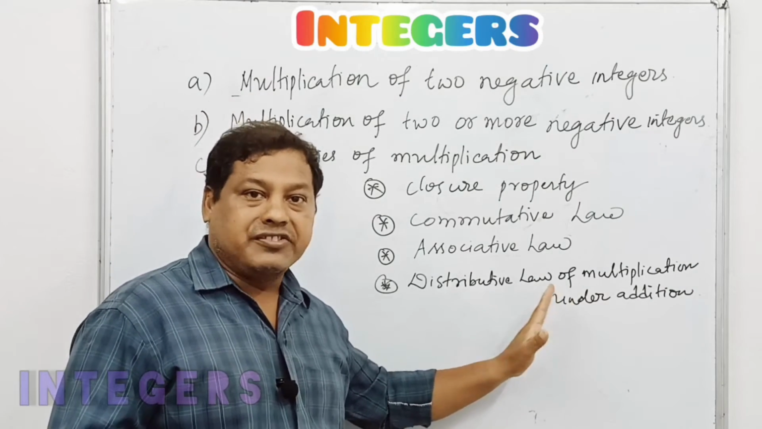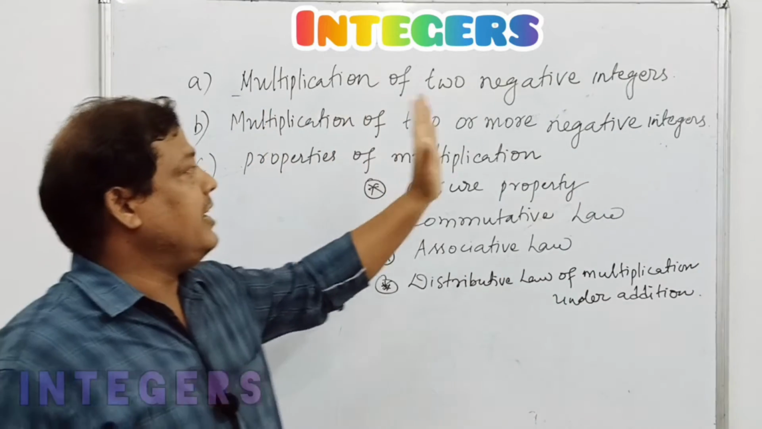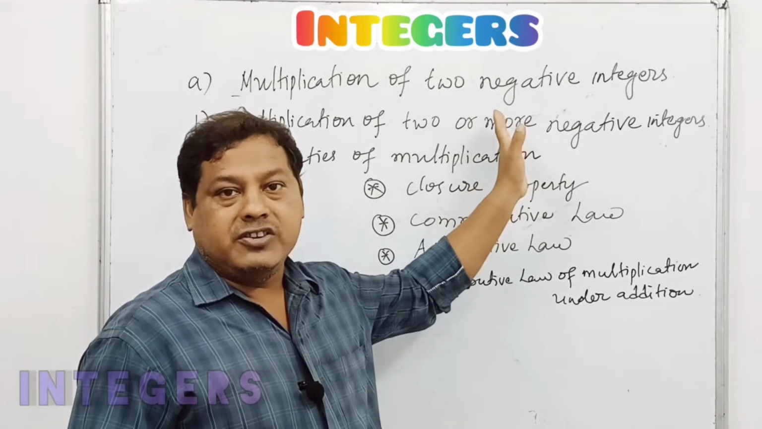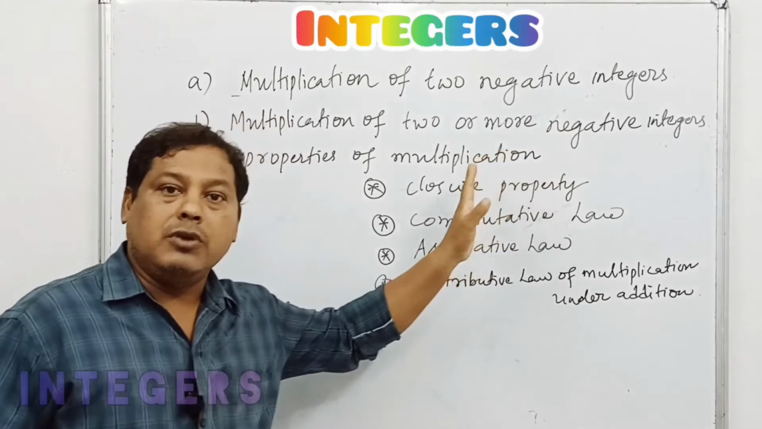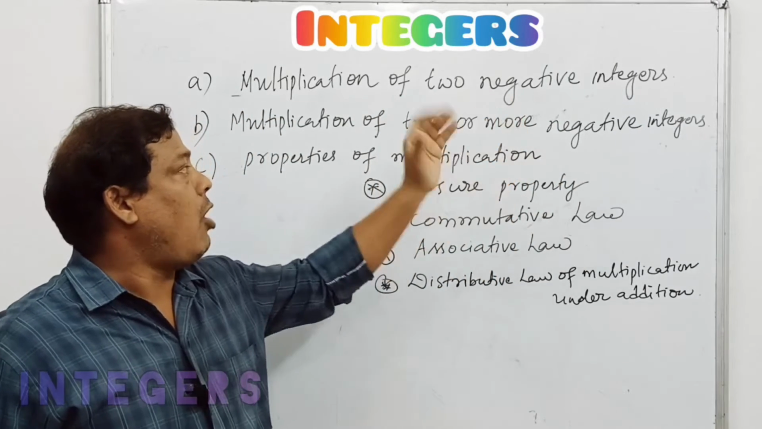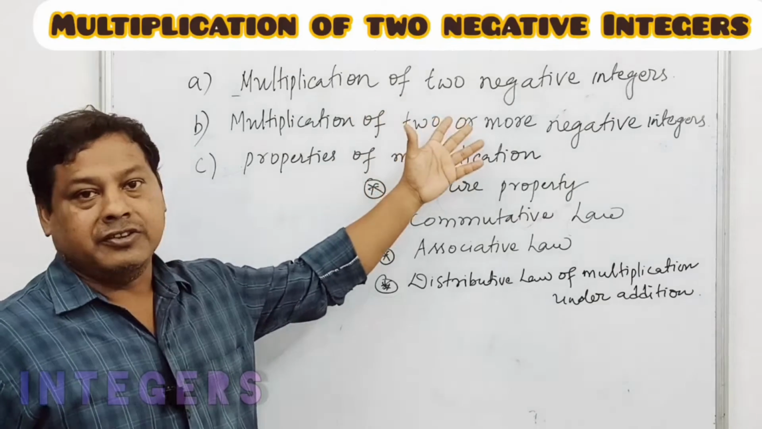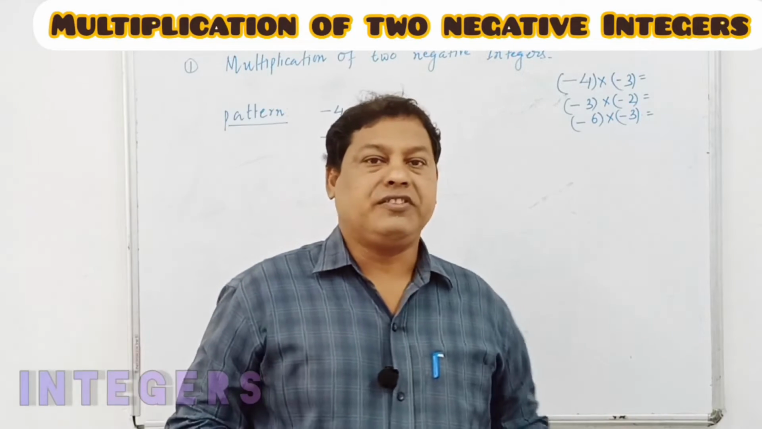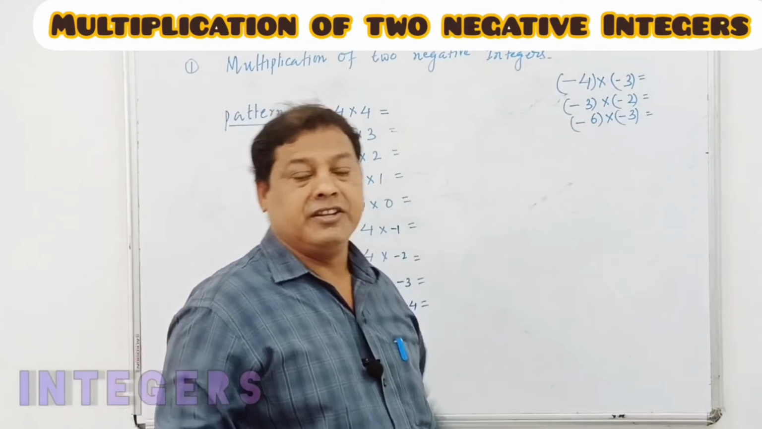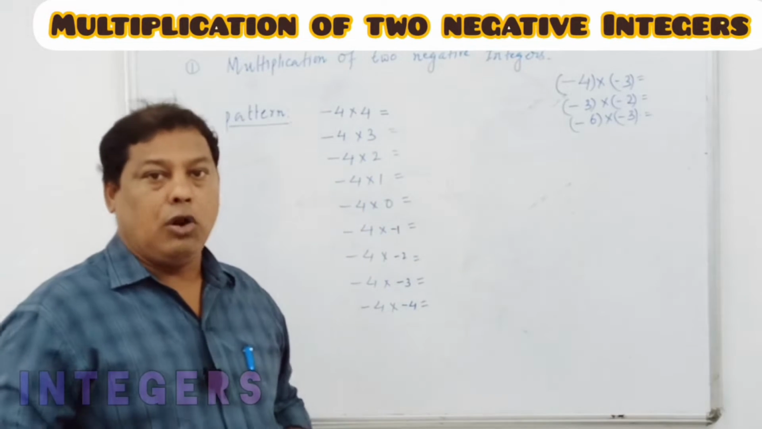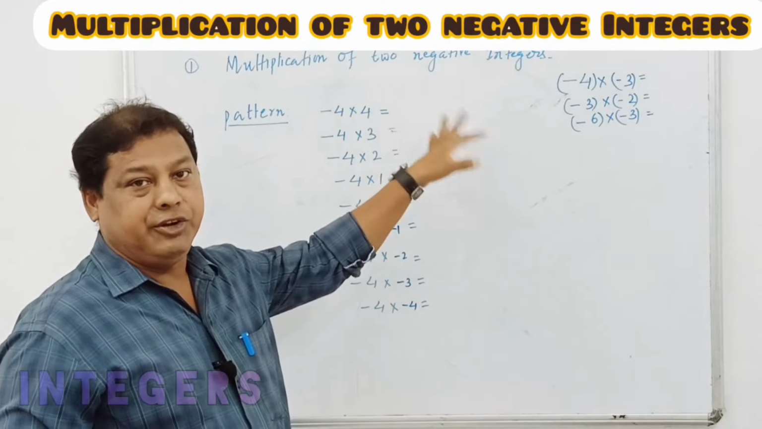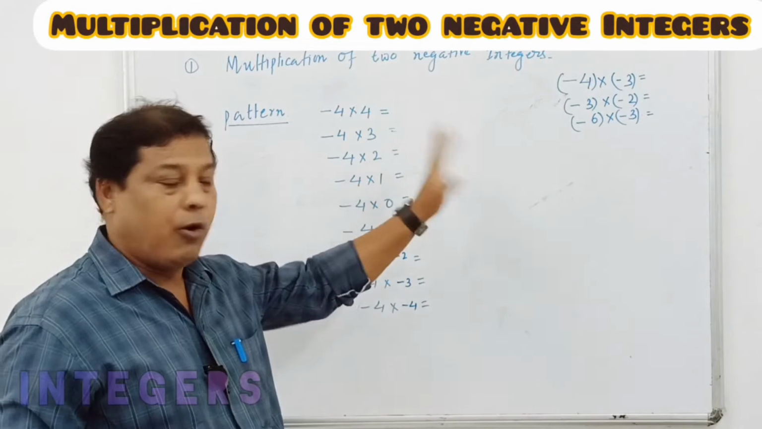First of all, we will see the multiplication of two negative integers. In the previous class, we learned the multiplication of a positive integer and a negative integer, and also a negative integer and a positive integer. Now we will see two negative integers. How do we multiply two negative integers? So now we will see the first topic, multiplication of two negative integers. In the previous section you already learned multiplication of a positive integer and a negative integer, and a negative integer and a positive integer.